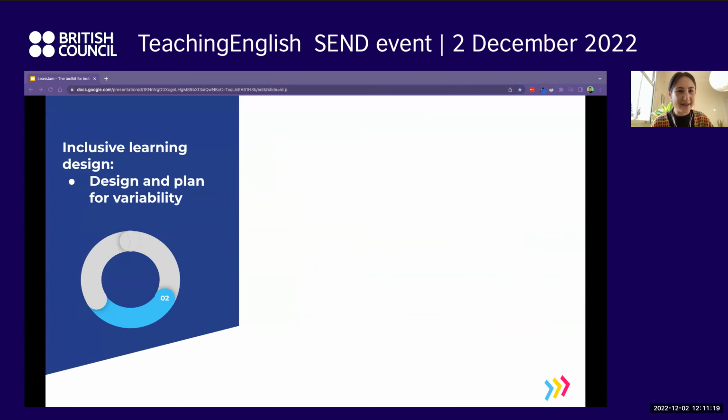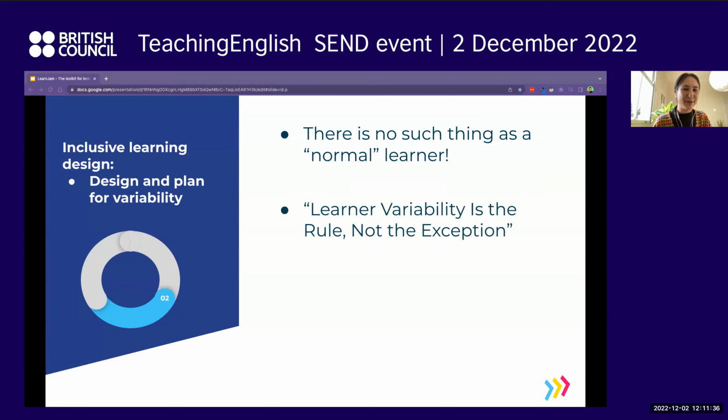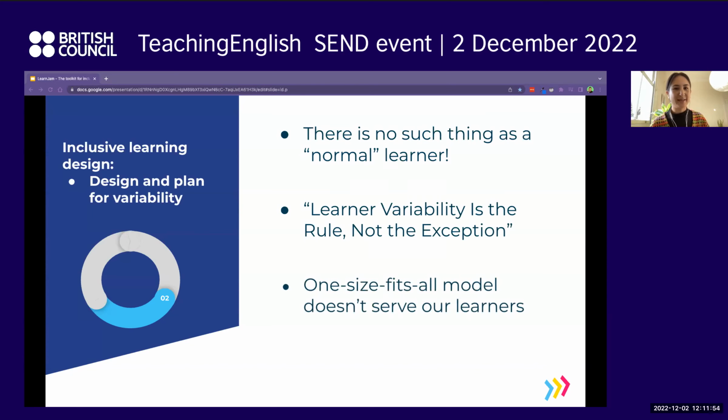And the last one here is variability. So design and plan for variability. As Marie said earlier, thinking that inclusion only concerns disabled learners is really misleading. There's really no such thing as a normal learner. I like this quote: learner variability is the rule, it's not the exception. We're all just so different. We come from different places, have different backgrounds. As I shared in my Venn diagram before, I come from one space, another person comes from another place. We'll have a lot of baggage. And taking this into account, the one size fits all model just doesn't serve our learners.